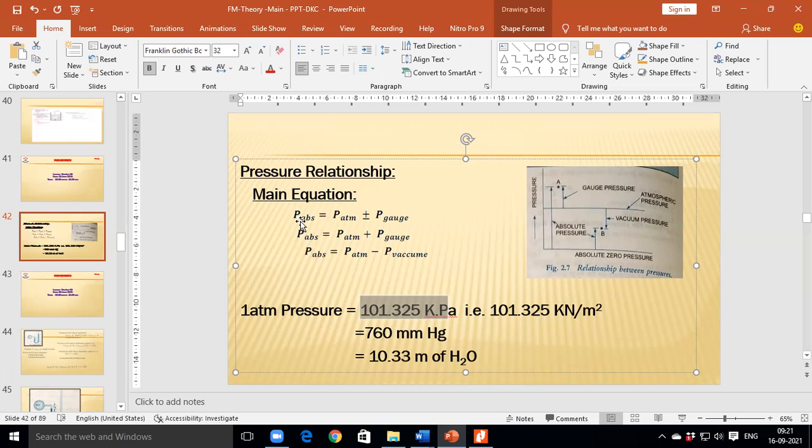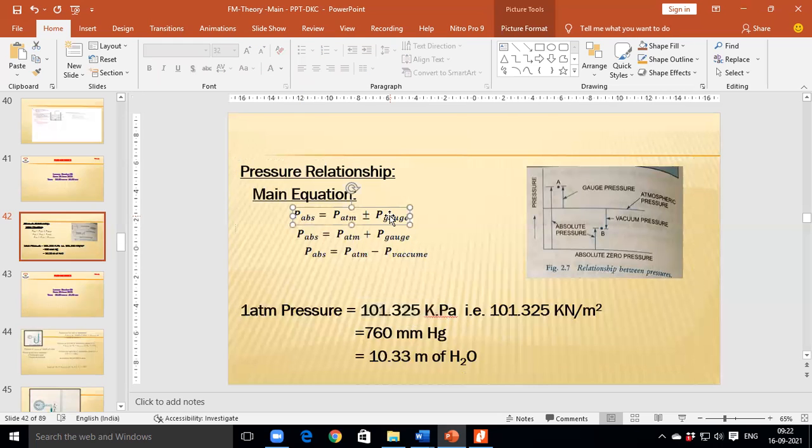P suffix ABS is called absolute pressure. This absolute pressure is the atmospheric pressure, which is the common term, plus or minus gauge pressure. Plus or minus gauge pressure means if the pressure is above the atmospheric pressure, it is called gauge pressure. If the pressure is below the atmospheric pressure, it is called vacuum pressure. Plus represents the gauge pressure and minus represents the vacuum pressure.